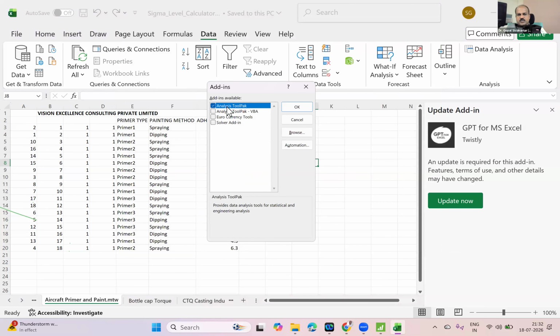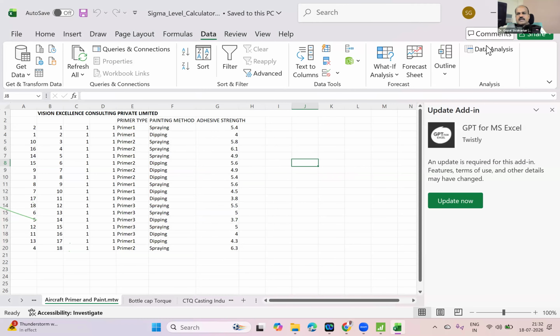If I remove the tick mark, this will go away. For right now, I want it. I put the tick mark and give OK. Now the data analysis has come. All of you, can you also check and let me know whether you are also able to create the data analysis pack? Using the data analysis pack, you can conduct ANOVA.